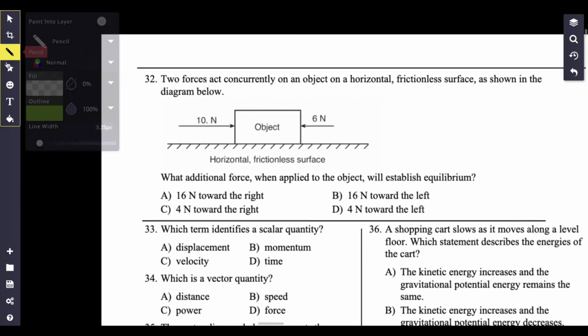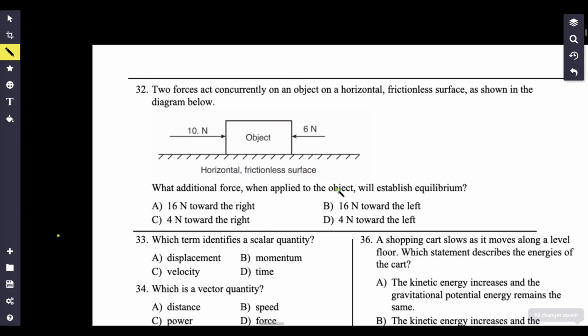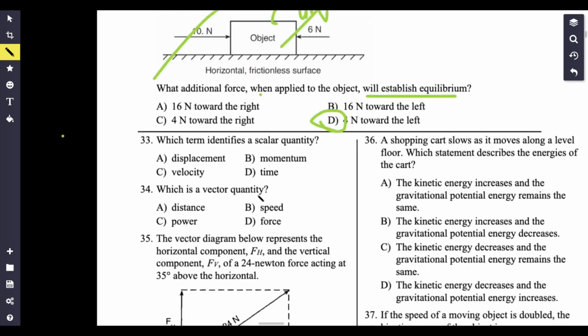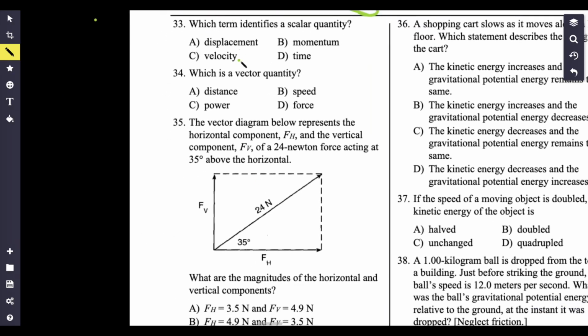So 2 forces act concurrently on this object. One additional force would establish equilibrium: 4 newtons to the left. What equilibrium basically is, is the forces balancing out, right? So 4 more newtons to the left, well, 10 and 10 will now balance out. Yes, these are the ones.